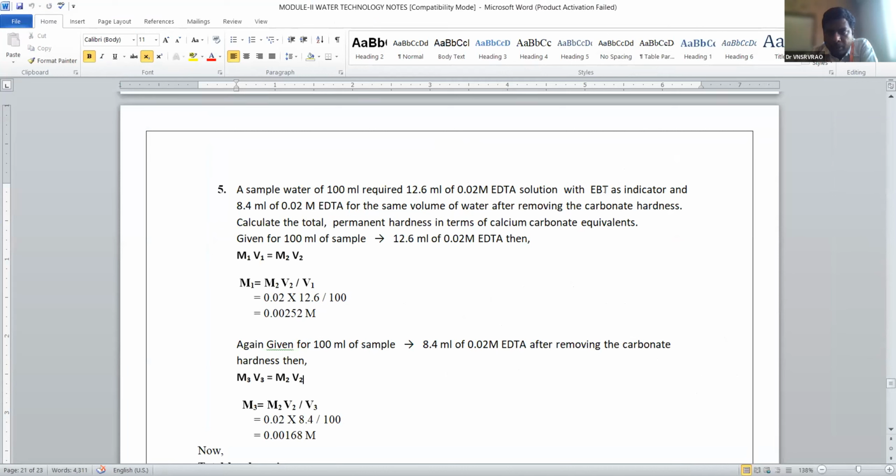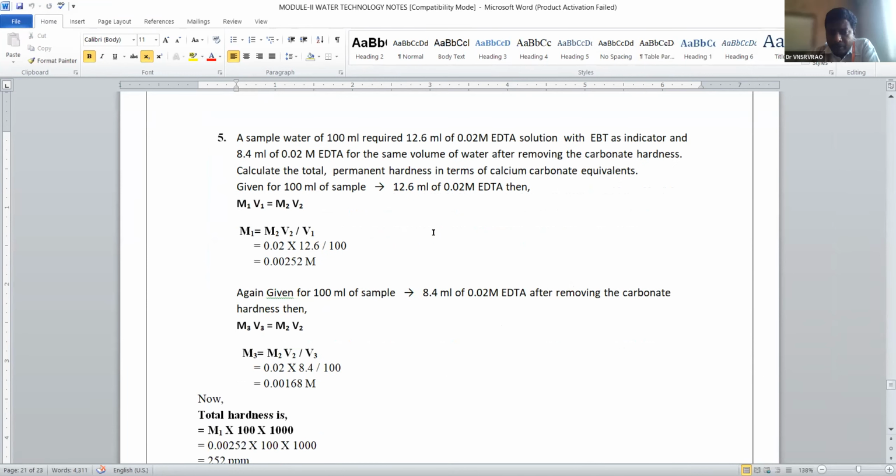Are all of you able to see the solution? Yes, sir. Okay, so this is the problem, and I already shared this material with you. This is the solution for the fifth problem, and by using the formula M1V1 is equal to M2V2, the determination of molarity while titration takes place.